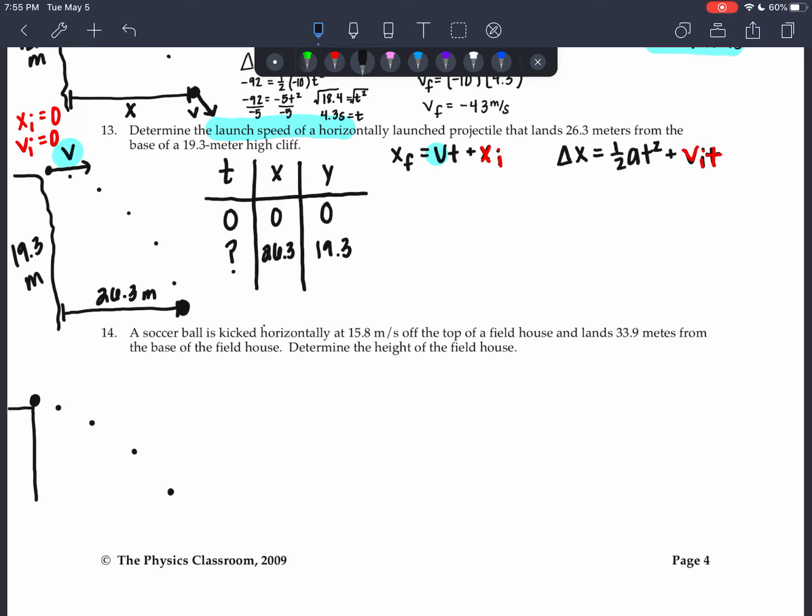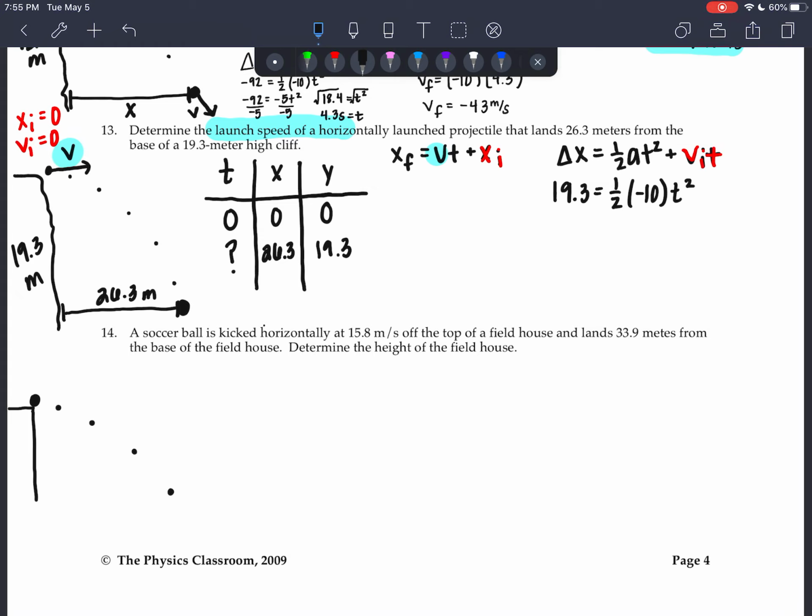Now, do I know my acceleration? Yeah, it's on Earth. It's going to accelerate -10. Do I know my time? No, that's what I need to fill in my table. Do I know my change in position vertically? Yes, I do. My change in position vertically is 19.3. So I'm going to plug in everything I know and solve for my unknown, which is time.